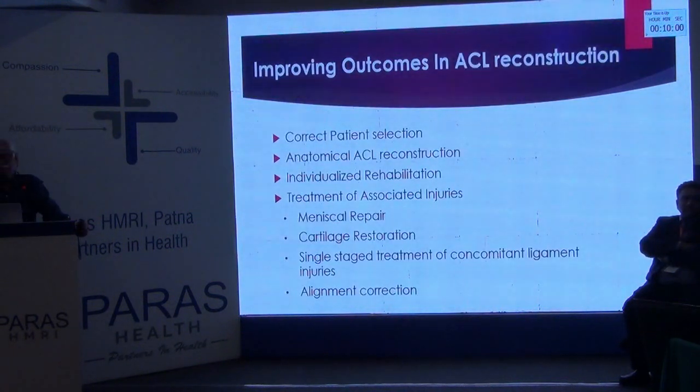So how to improve outcomes in ACL reconstruction? The correct patient selection. A young patient engaged in heavy sports who wants to return with a good motivation level, that's the ideal patient. One must restore the anatomy whether you do a single bundle or a double bundle. The rehabilitation has to be individualized according to what you have done, whether you have attained a stable meniscal repair, and whether the collateral ligaments have been reconstructed correctly. So all these, and one must treat the associated injuries: meniscal repair, cartilage restoration, single stage reconstruction of all the ligaments to achieve good results, and alignment correction wherever required.